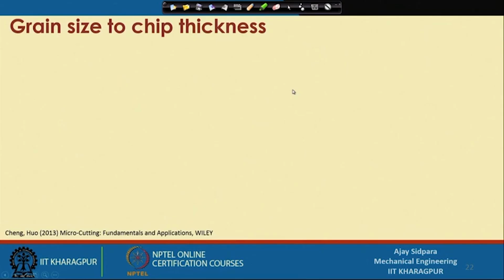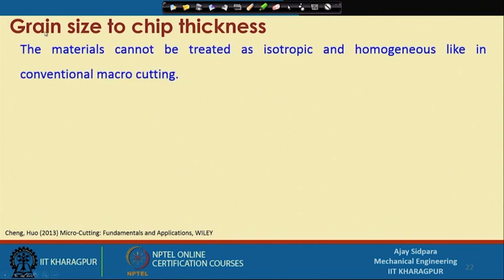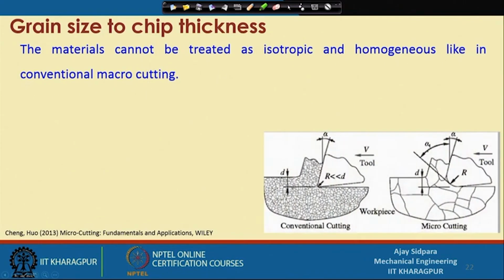Now, let us see the different types of examples with respect to the material and the machining parameters. So, first one is the grain size to the chip thickness. Material cannot be treated as isotropic and homogeneous like in the conventional micro machining. Now, this is the example. What this figure tells us is that this one is R and this one is D. This one is considered HC, what we are just nomenclating as HC, and this one is R, that is the cutting edge radius, and this is our conventional machining.